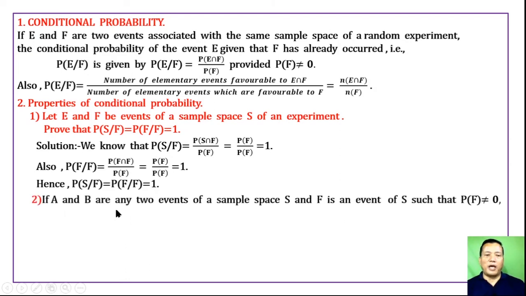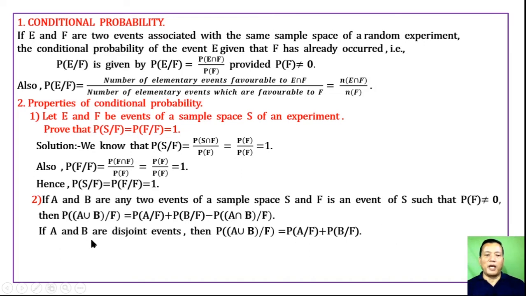2. If A and B are any two events of a sample space S and F is an event of S such that P of F does not equal 0, then P of A union B given F is equal to P of A given F plus P of B given F minus P of A intersection B given F. If A and B are disjoint events, then P of A union B given F is equal to P of A given F plus P of B given F. 3. P of E complement given F is equal to 1 minus P of E given F.